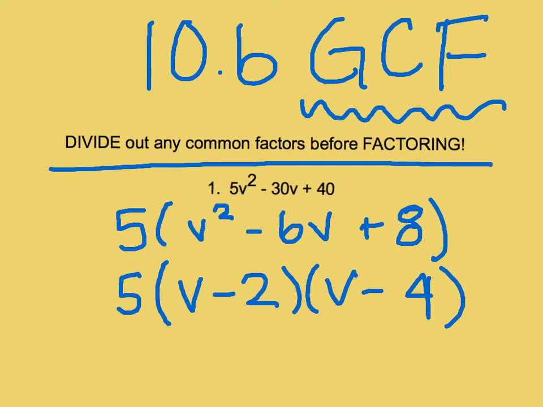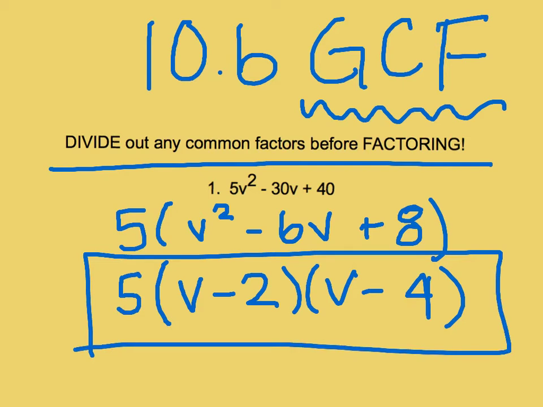And again, I can double check my work by foiling my two binomials, these two here, and then distributing the 5. If I get my original trinomial here, I know I did it correctly. So here is my final answer. The only other thing I want to check for is that I don't have any common factors left in my two binomials. If I do, I need to factor them out. And since I don't, I know my answer is complete and done.